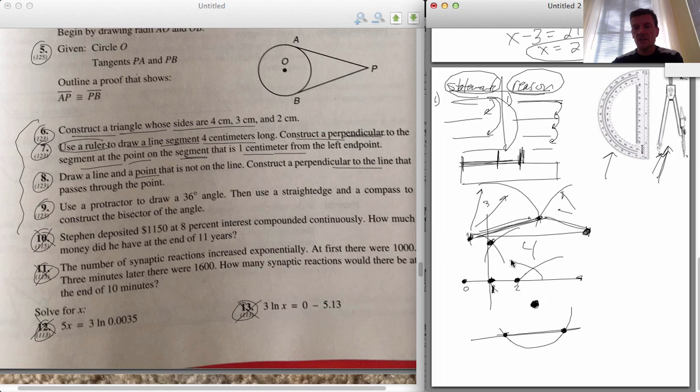Okay, I opened it really big, and I should have my two arcs crossing, and now I'm going to draw through that point that was formed and the point that was already existing, and I should have a perpendicular line. Okay?